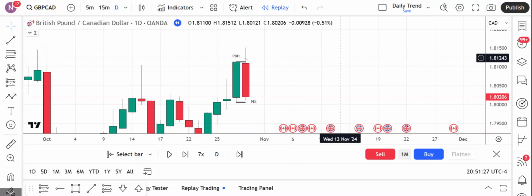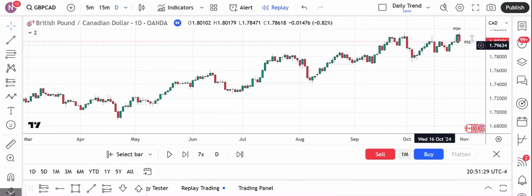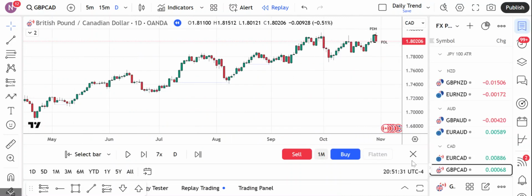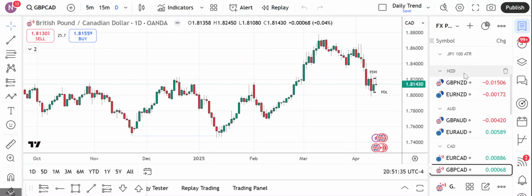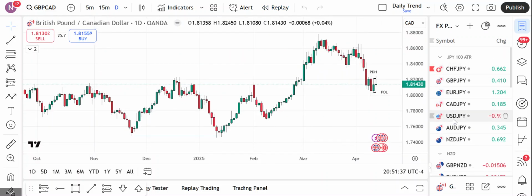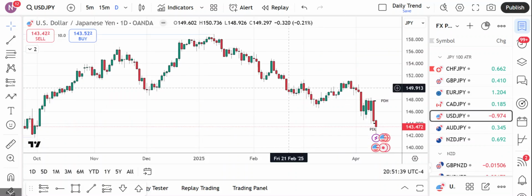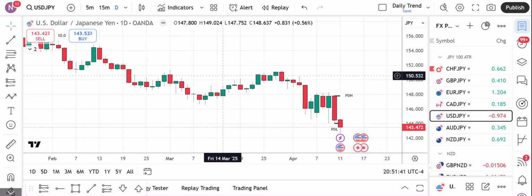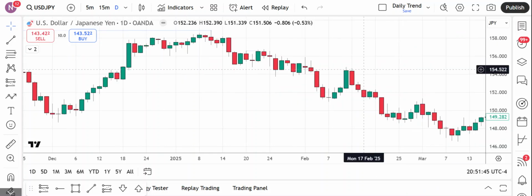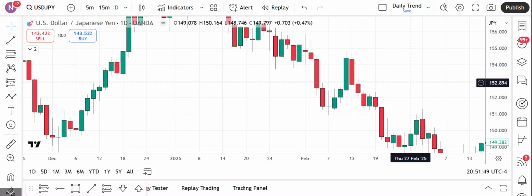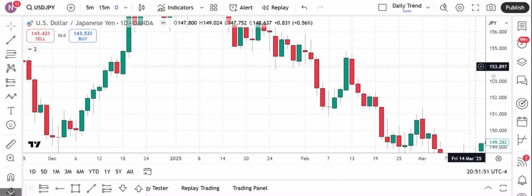So let's find one more long example, and we'll call this video done. We just did pound CAD, so let's try dollar yen. You may see some ranges on your own here as I go through these, but I'm just trying to find a long example for us here. So we're looking for red candles. And I believe I see one.